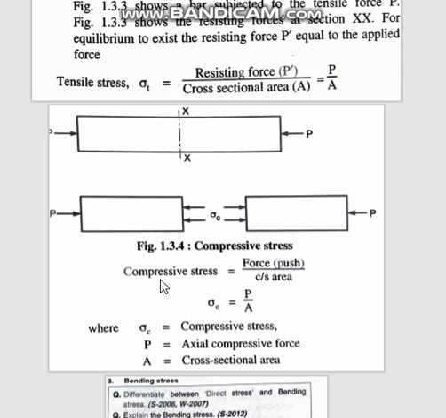So now compressive stress again is what? Load upon area. As in tensile stress it is load upon area, or force upon area, here also it is force upon area. CS means cross sectional area. Force is push, upon cross sectional area. Simply remember this: any stress, whether it is tensile stress or compressive stress, sigma is load upon area.